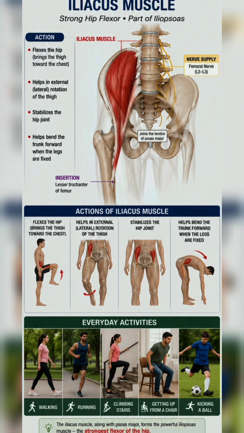Action of the iliacus muscle, you can see in the picture, that is flexes the hip, that is brings the thigh towards the chest, and helps in the internal or the lateral rotation of the thigh and stabilization of the hip joint, and helps bend the trunk forward when the leg is flexed. Okay, so you can see in the images I created in a very good manner.